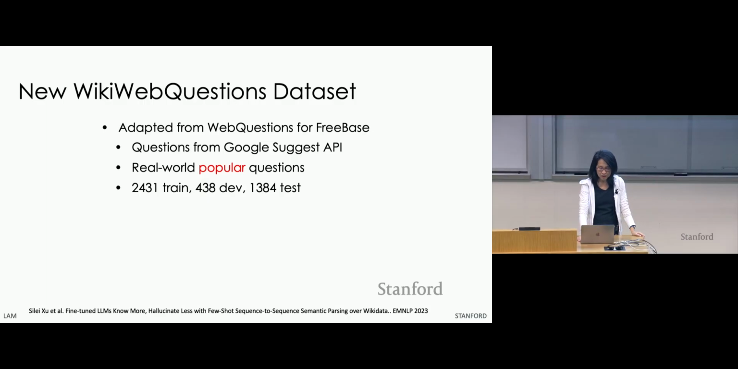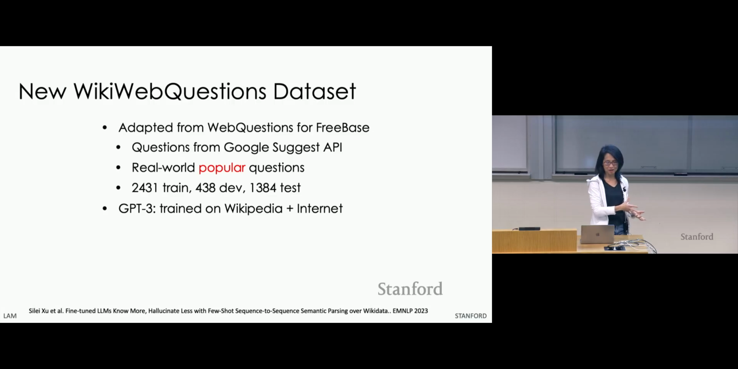As we try to understand the role of retrieval and LLMs, we think that it is interesting to see how LLMs handle these sets of popular questions. We know that GPT-3 has been trained on Wikipedia and on the internet, so it has seen the answers to a lot of these questions, probably to all of these questions. The question is whether it knows how to answer them or not.